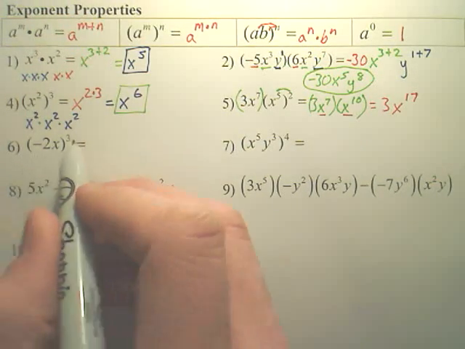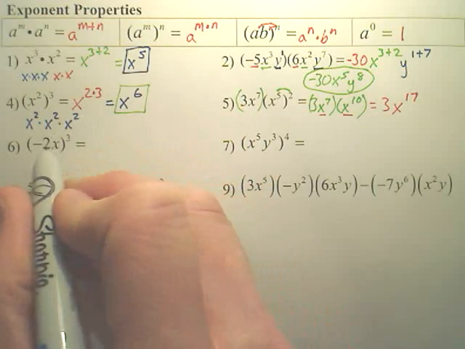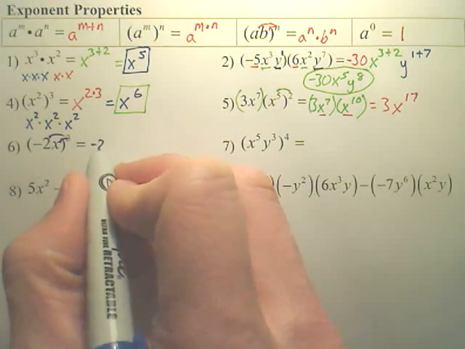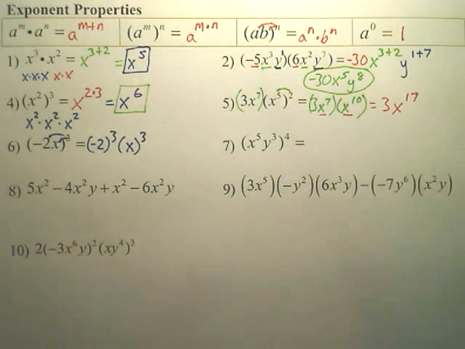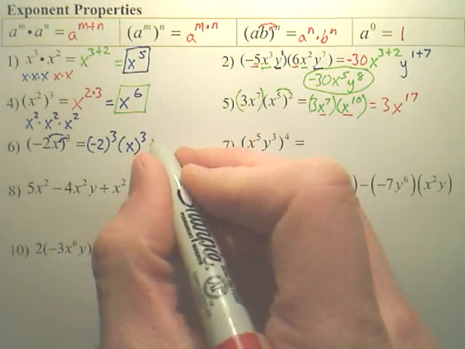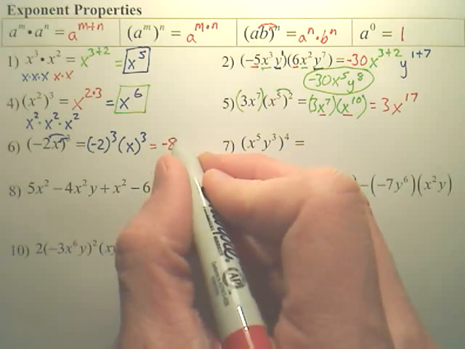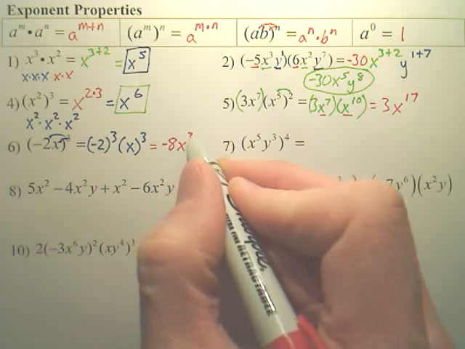Let's do number 6 here. Number 6 looks like this one right here. Now, all you're doing is taking the third power to both pieces inside. So you're going to get negative 2 to the third, and you're going to take x to the third. Negative 2 to the third: negative 2 times negative 2 times negative 2 is negative 8. And then x to the third is simply x to the third. We're done.